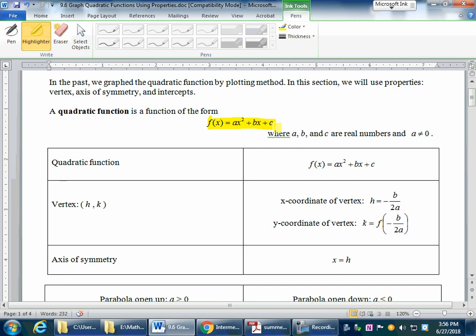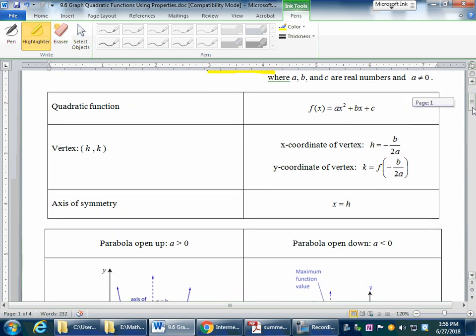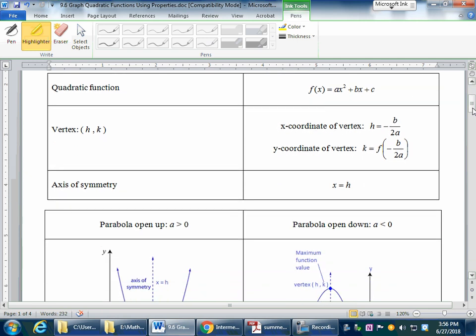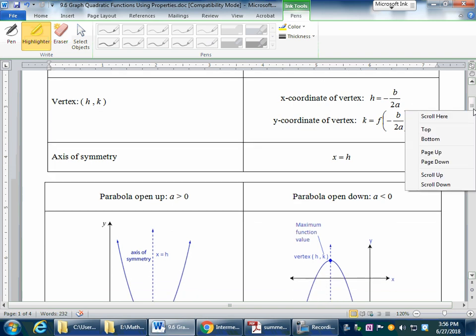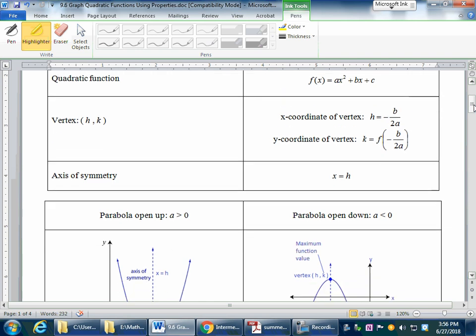So in quadratic functions, the first thing we want to do is find the vertex, because the vertex is the tip of the graph. And also it is in the middle, so that makes it easier for us to graph it. So how do we find the vertex?